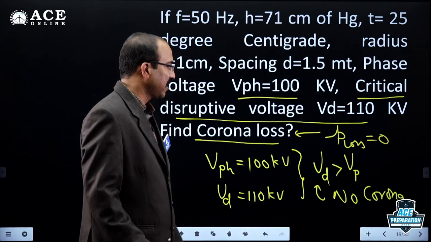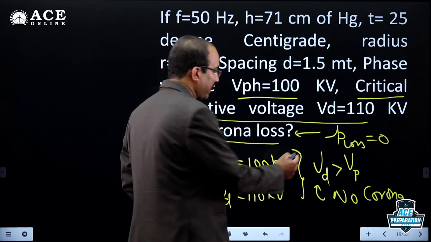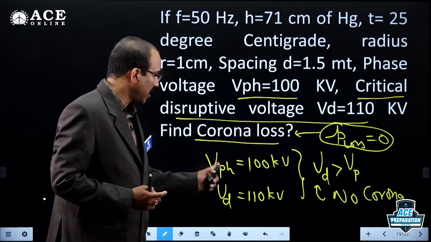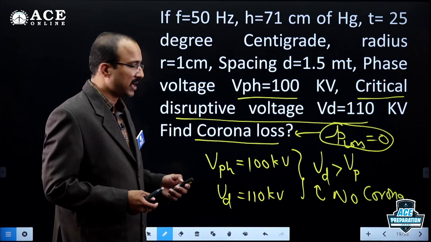If Vp is greater than Vd, that is, if the operating voltage is greater than the critical disruptive voltage, then only you need to calculate the corona loss. You may get different options, and one of the options is corona loss equal to 0. Here, as the operating voltage is less than the critical disruptive voltage, there will not be any occurrence of corona, so corona loss can be equated to 0. This is one of the observations that you need to make.